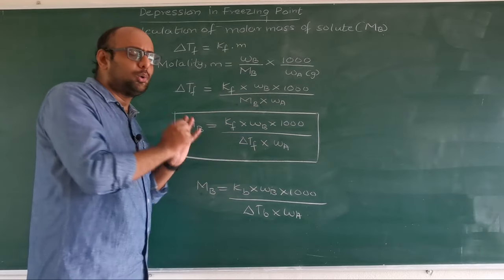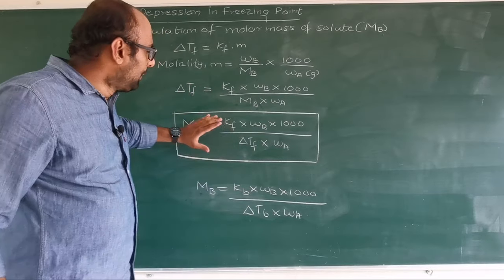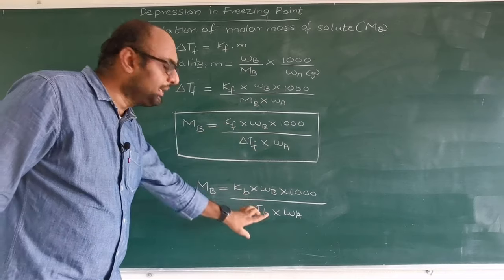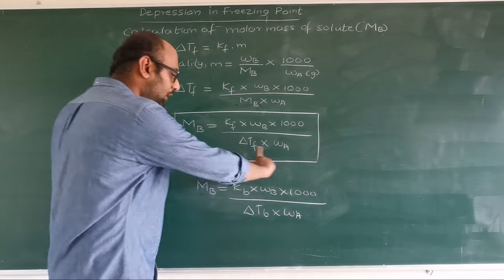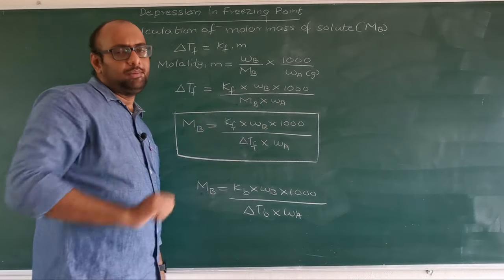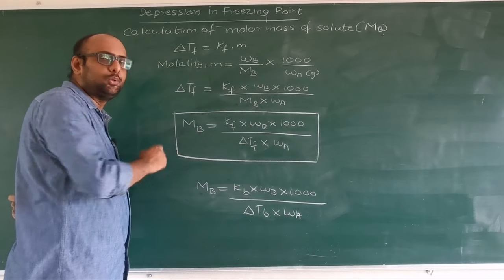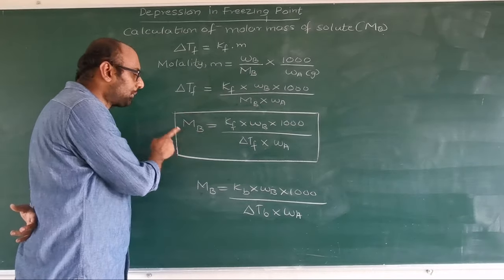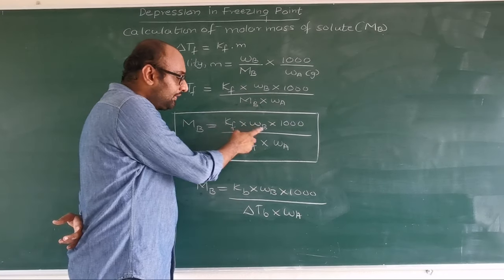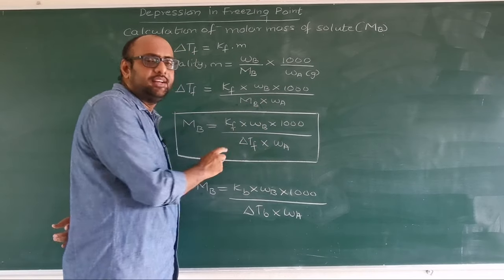Otherwise, both expressions are very similar and very easy to remember. If you remember this one, you can easily remember this one. Just substitute F with B. So this is for elevation in boiling point, and this is for depression in freezing point. Using this expression, you can calculate the molar mass of the solute. You need the value of the constant KF, the masses of solute and solvent, and the depression in freezing point.